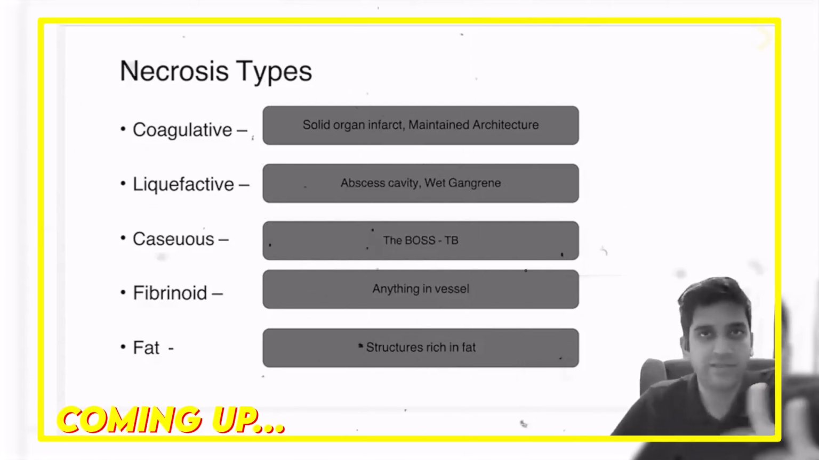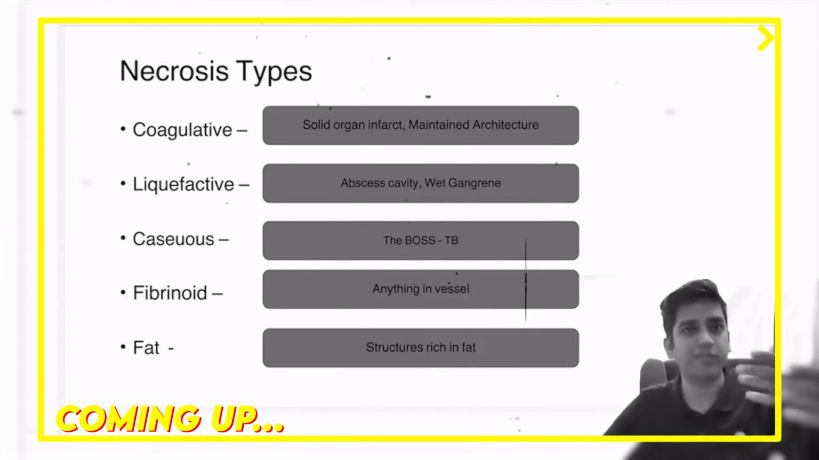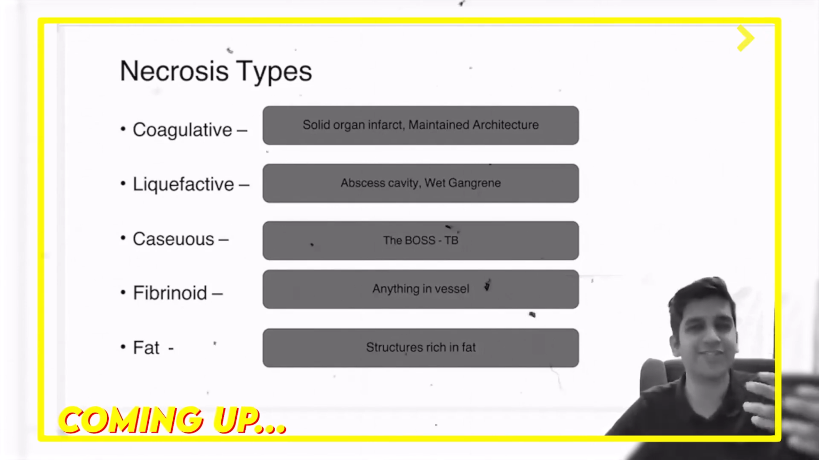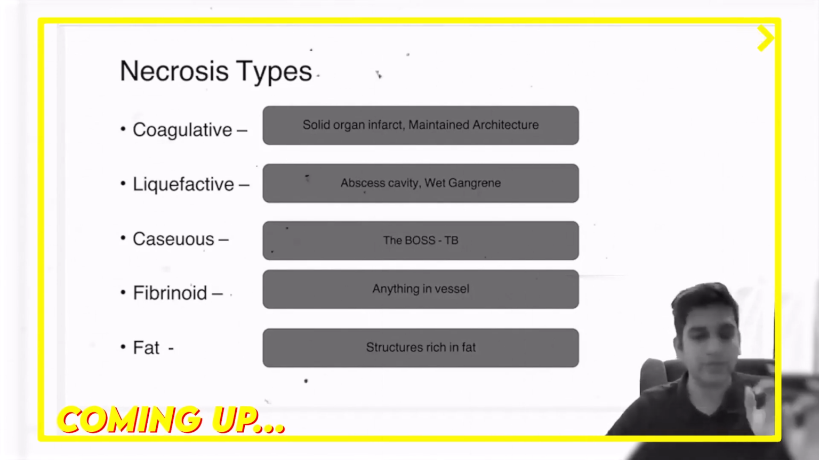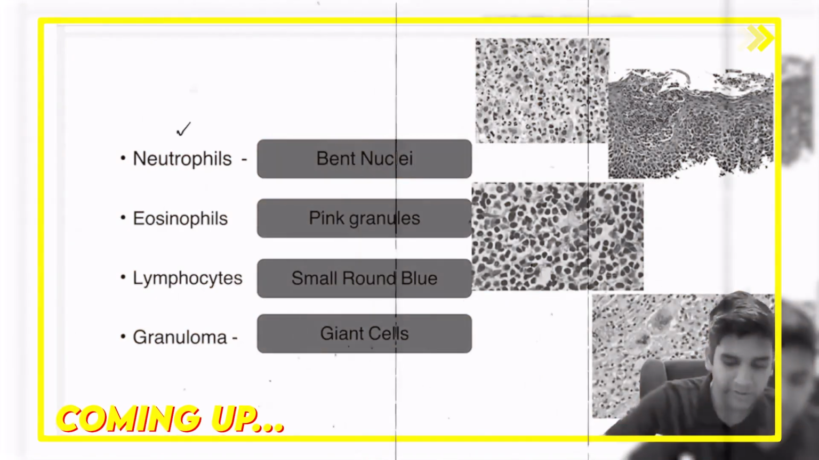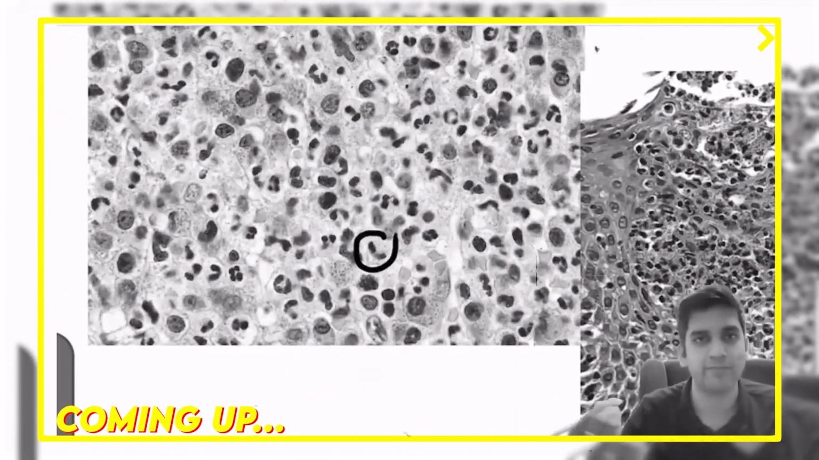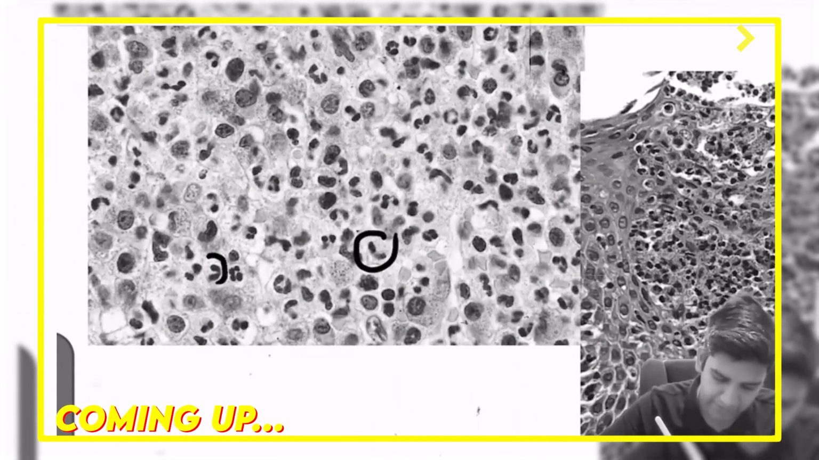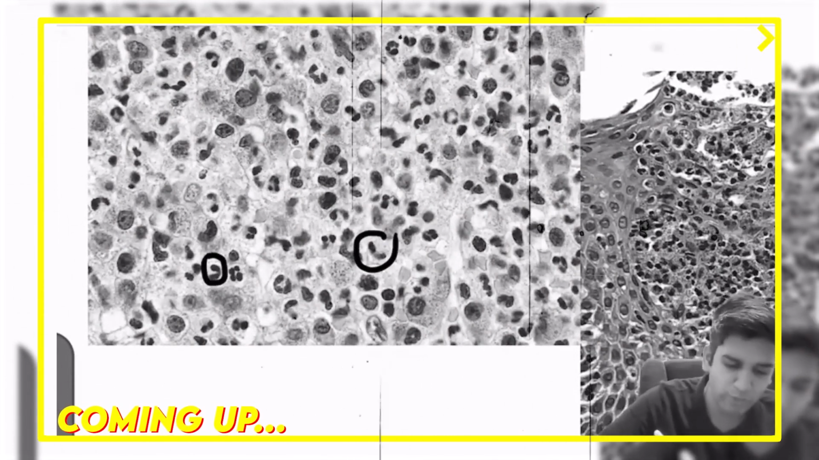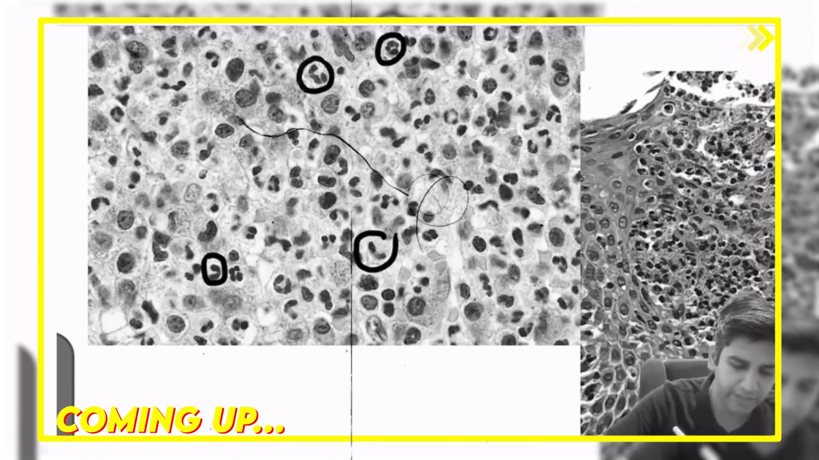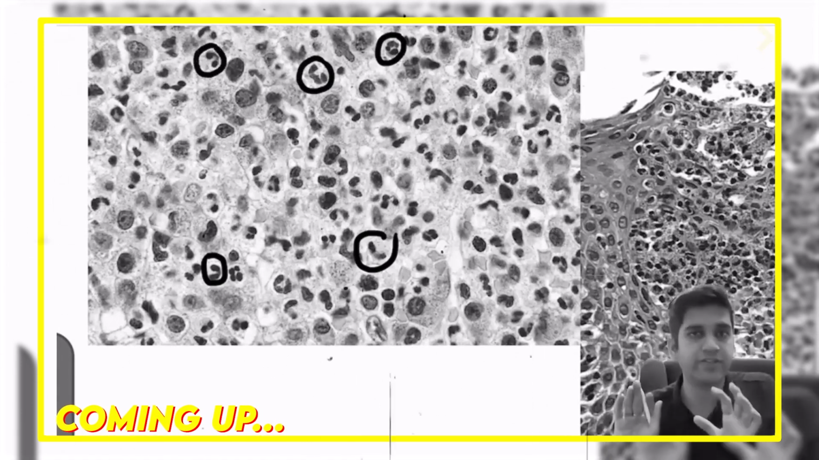So necrosis types, 6 types of necrosis. They are coagulative, liquefactive, caseous, fibrinoid and fat. Coagulative, the most important thing is neutrophils will have a bent nuclei. I'll zoom this image. Can I call this a bent nuclei? Obviously I can, right? A bent nuclei. It's a nuclei. I'm not calling it lobes exactly. It's just a bent nuclei. If the nucleus bent, it's a neutrophil.